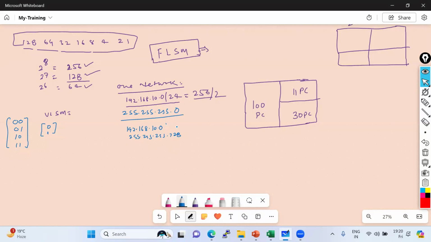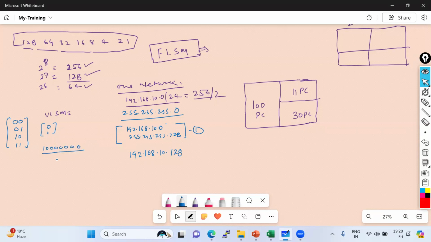Now we go for the second network. This is the first network. The second network starts from 192.168.10.128. This happens in the last octet.